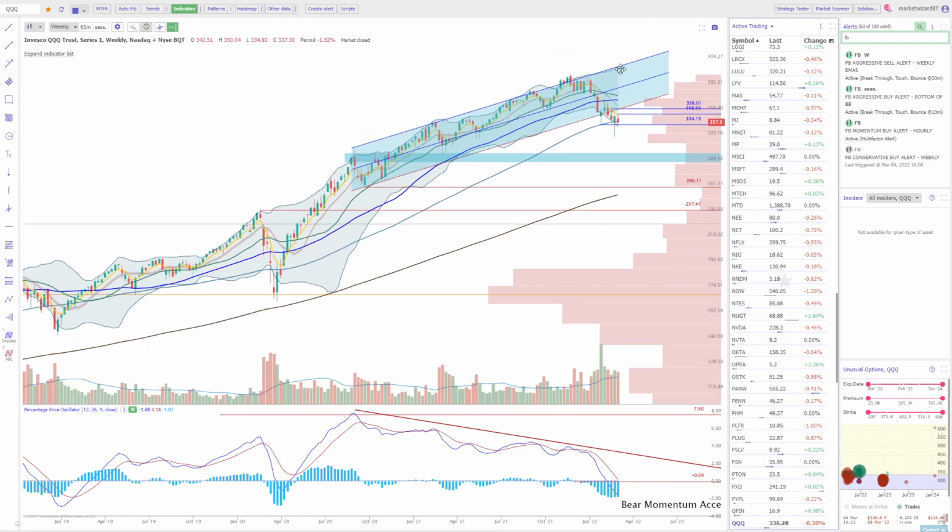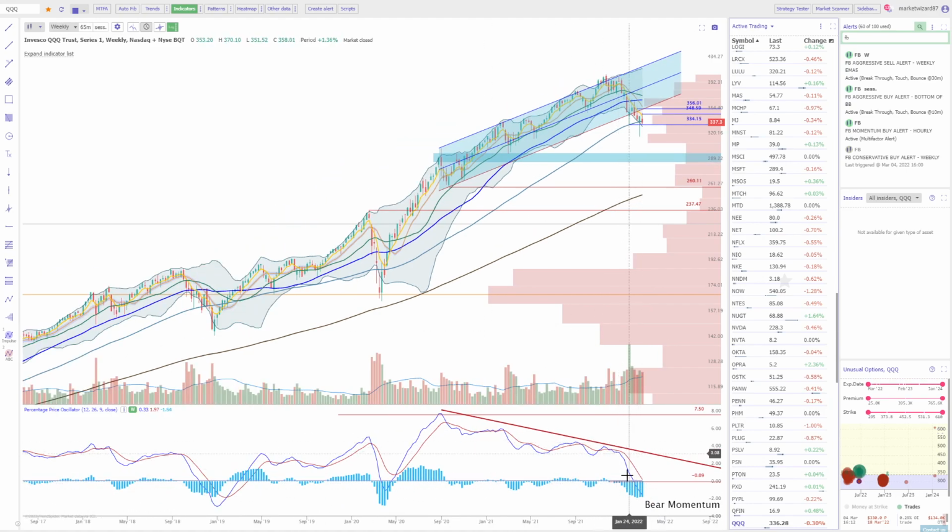You look at the weekly, we've broken the ascending channel. I said as long as we remain in that channel, there's no panic. We've closed below this channel. We've now to some degree back tested the channel. Again, bottom of the band, close below, never get above EMA 5. This is a very strong downtrend. PPO momentum accelerating. You can see it here.